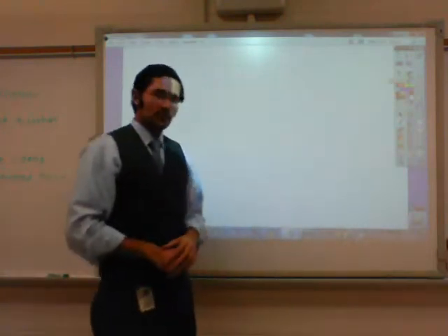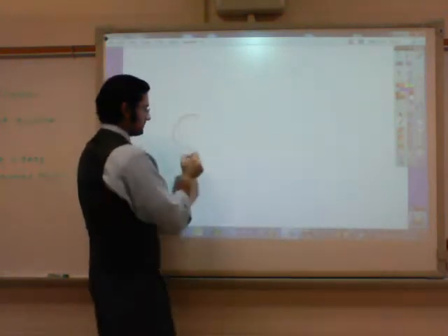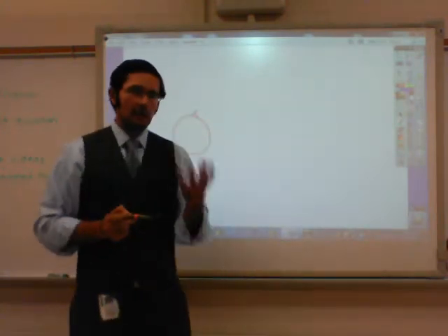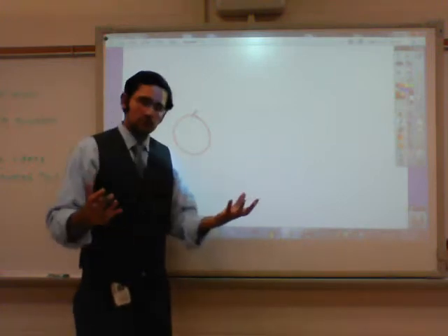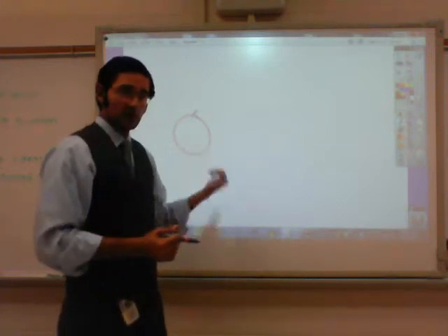Here's another example. The force of gravity, where does it come from? It comes from an object that has mass. So let's take two objects. One will be the Earth, the other will be the Moon.